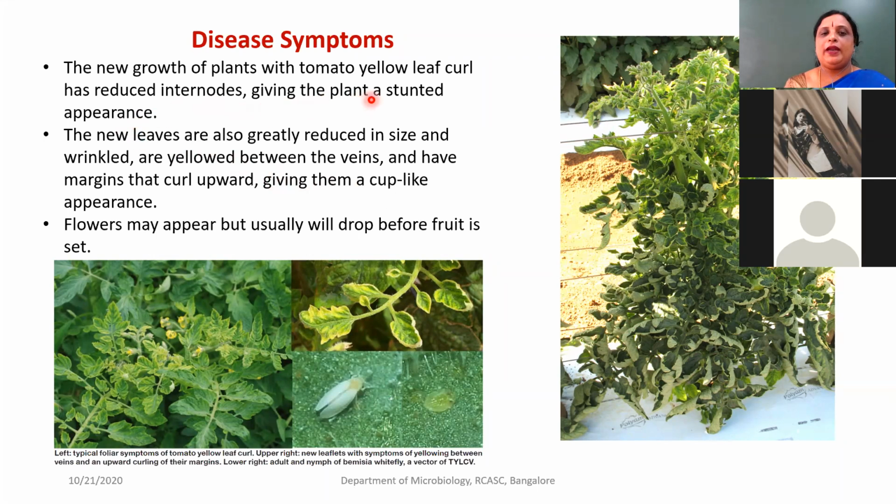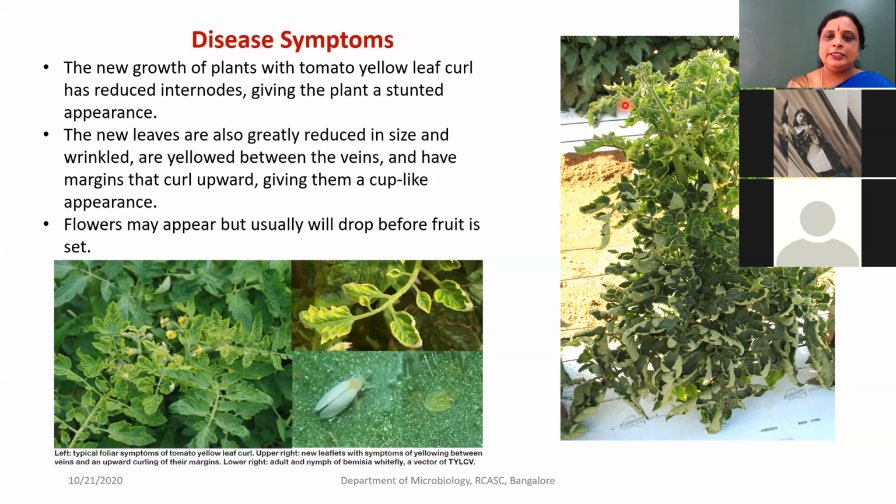The newly grown plants show curling of the leaves. The leaves get curled. See, for example, here you could see the newly formed leaves show curling, and also there will be a reduction in size. This is a plant which has been completely infected, where the leaves have been curled, and also there is a reduction in size. For example, if this is the normal leaf, and you compare these two leaves, you can see there is a reduction in the size of the leaf.